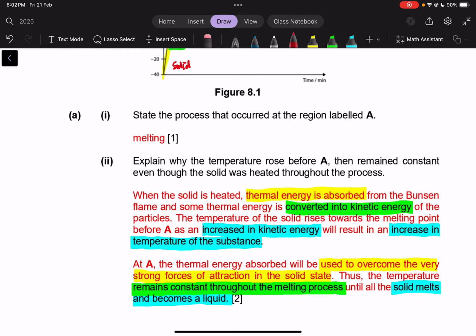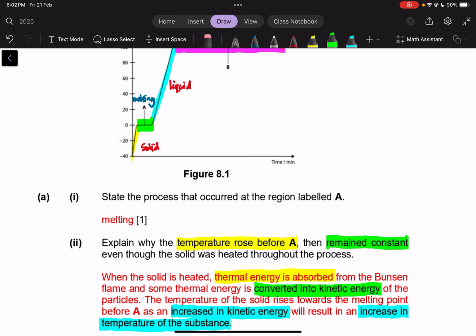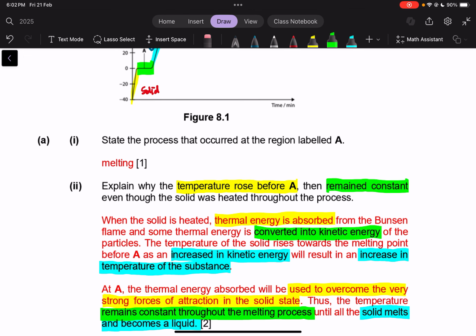So A part 1 I shall not go through in detail. Now A part 2. The question is asking you why the temperature rose before A, then after that remained constant even though it was heated. So for the first part, before A, before we actually reach the melting point of the substance, you can just say that thermal energy is converted to KE. Then KE will increase, and an increase in KE will lead to an increase in temperature. So this is the first part.